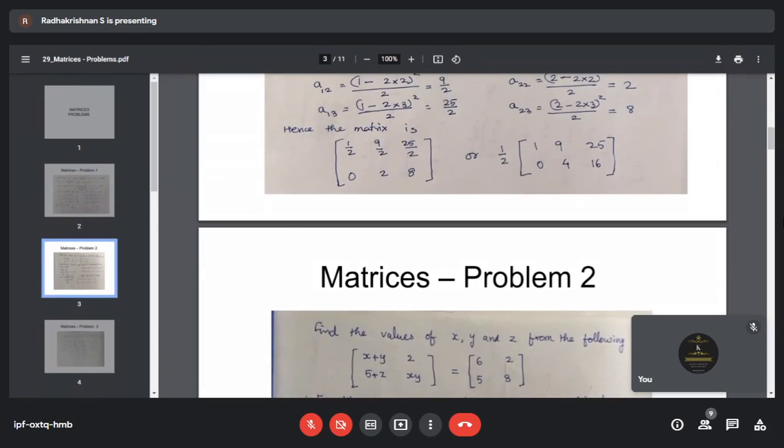Okay. So the problem, I'm just showing only the problem. Visible, sir? Yes, sir. Find the values of x, y, and z from the following equation. It is only one equation: [x plus y, 2, 5 plus z, xy] equals [6, 2, 5, 8]. So we have to find x, y, and z from this equation.